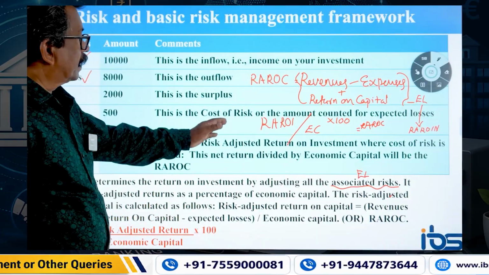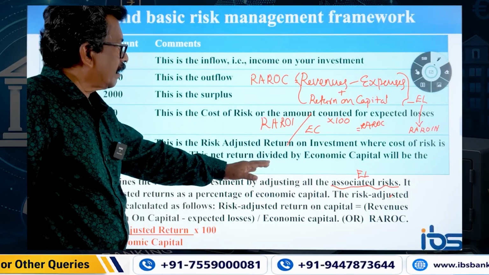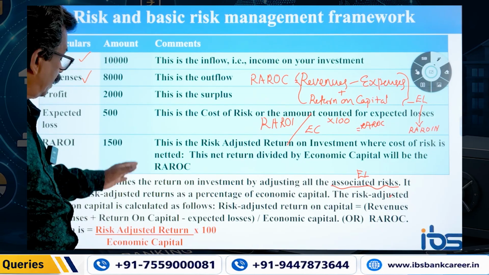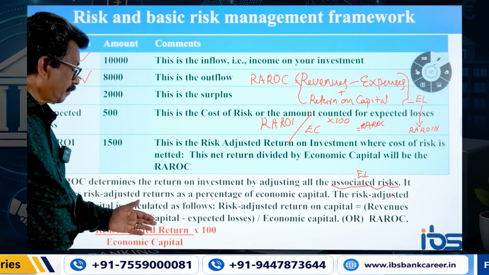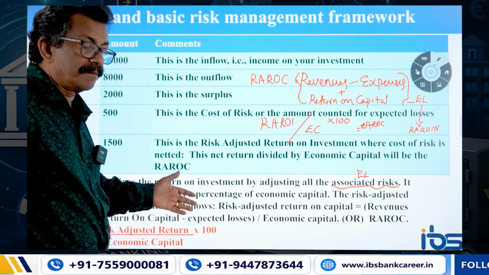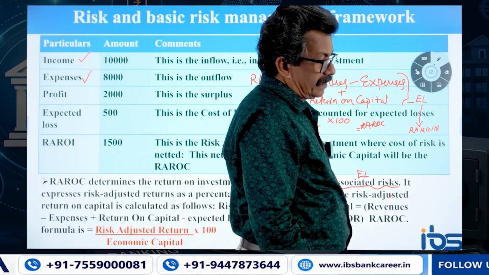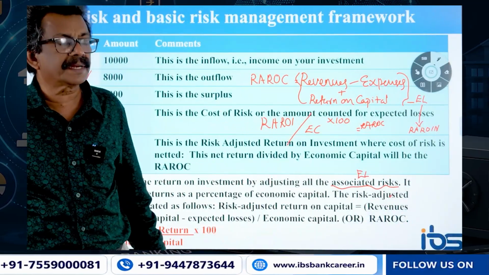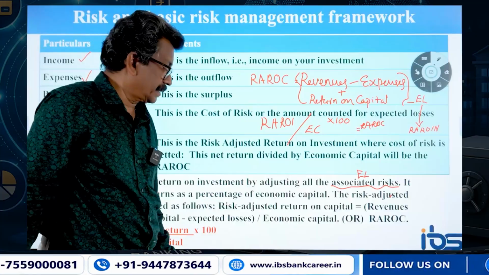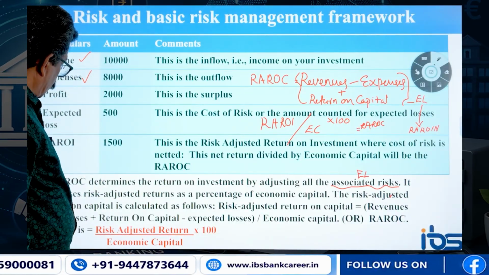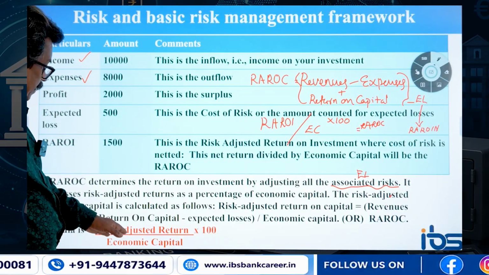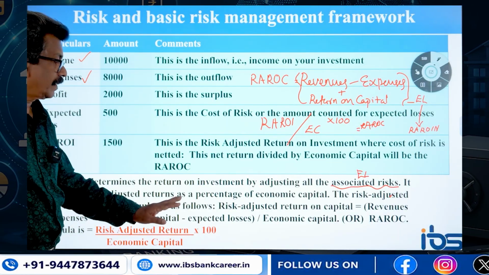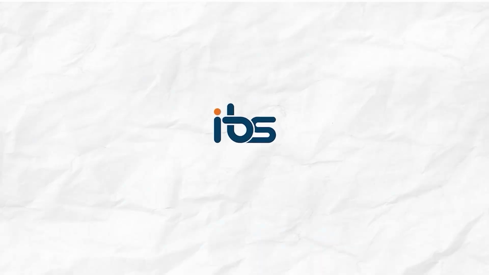Simple. RAROI divided by economic capital into 100 will give you the risk adjusted return on capital. This formula you have to learn by heart. There is an 80% chance you will get a question from this RAROC calculation. It can be in different forms; it may not be a direct question, it can be asked in an indirect way. So the RAROC formula is risk adjusted return divided by economic capital into 100. This formula you need to learn by heart.